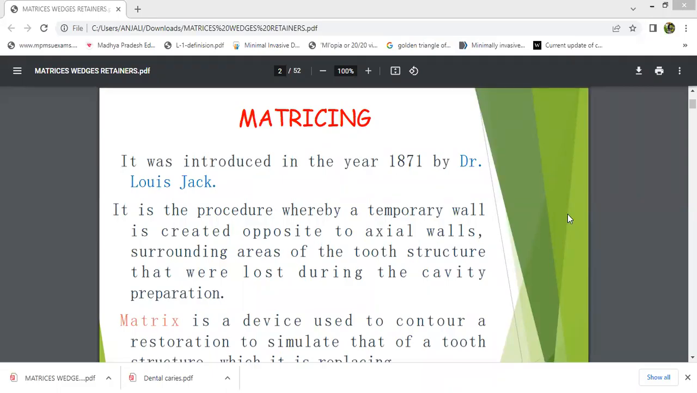Good morning. Today we are discussing matrices, wedges and retainers, in which we are covering the following topic: matrices. It was introduced in the year 1871 by Dr. Louis Jack. It is a procedure whereby a temporary wall is created opposite to the axial wall, surrounding areas of tooth structure that were lost during the cavity preparation.